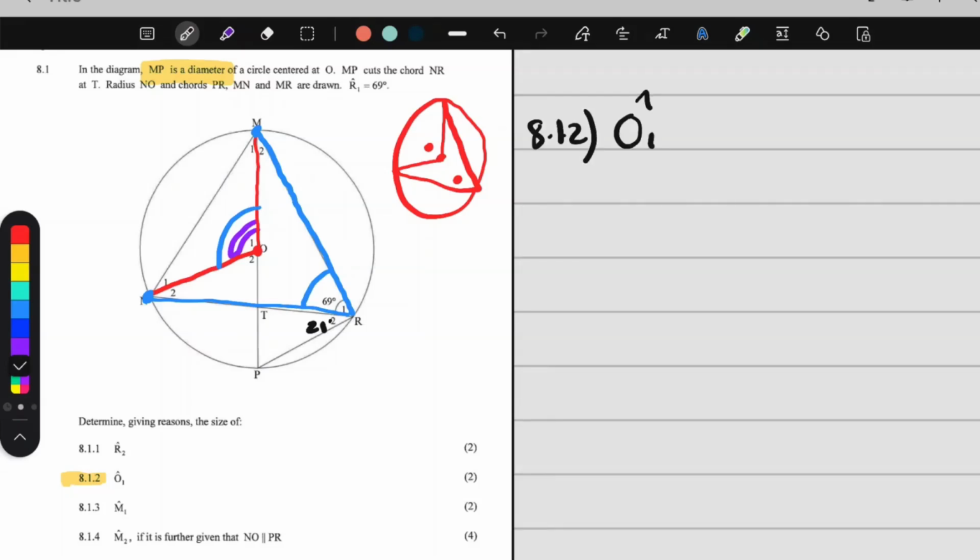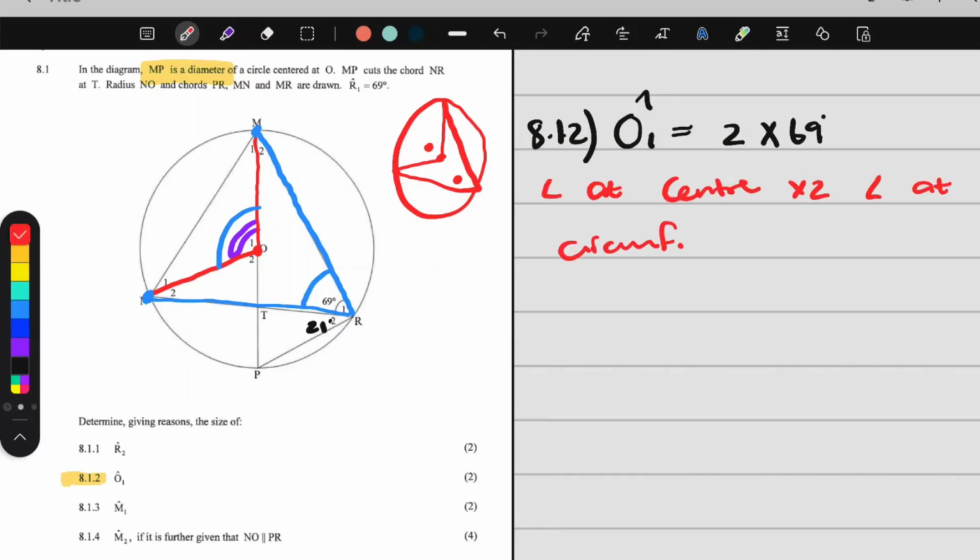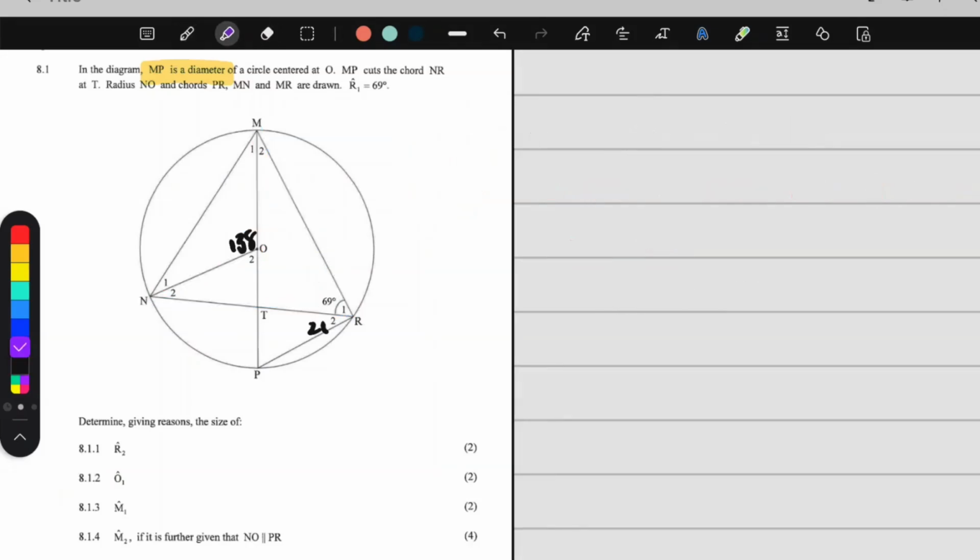Let's write that down. 8.1.2, angle O1 is equal to double 69. My reason: angle at center twice angle at circumference. Therefore, angle O1 is 138 degrees. Okay, so let's put that in. And our next question, 8.1.3, says calculate the size of angle M1. Let's go look where M1 is. So M1 is this angle over here.